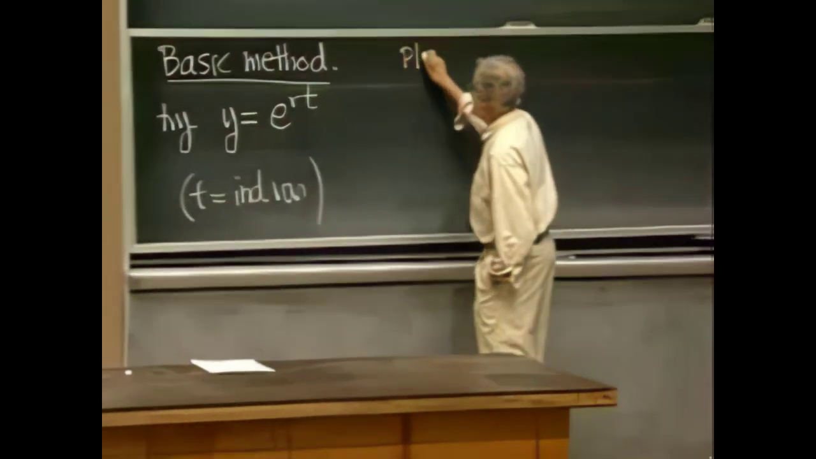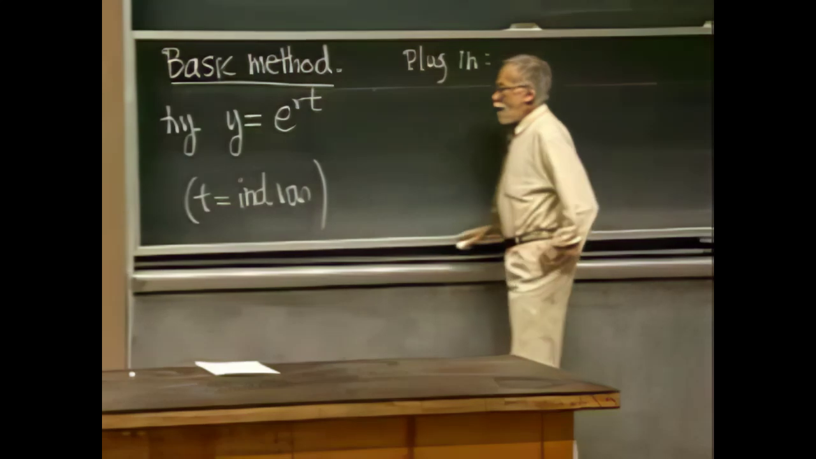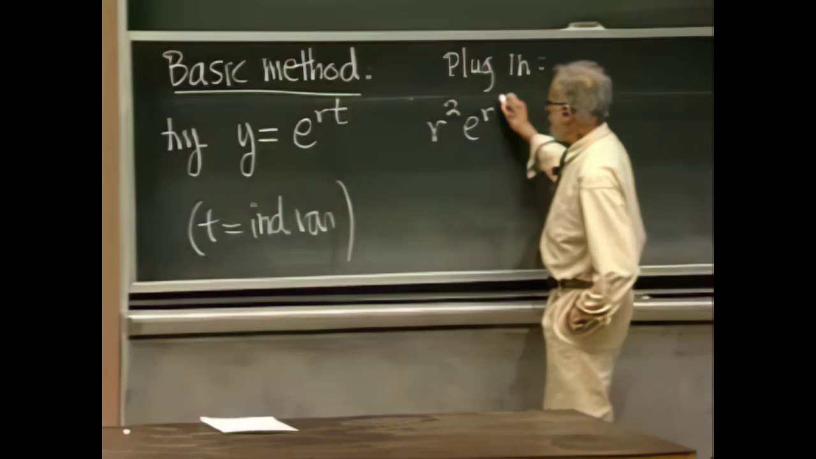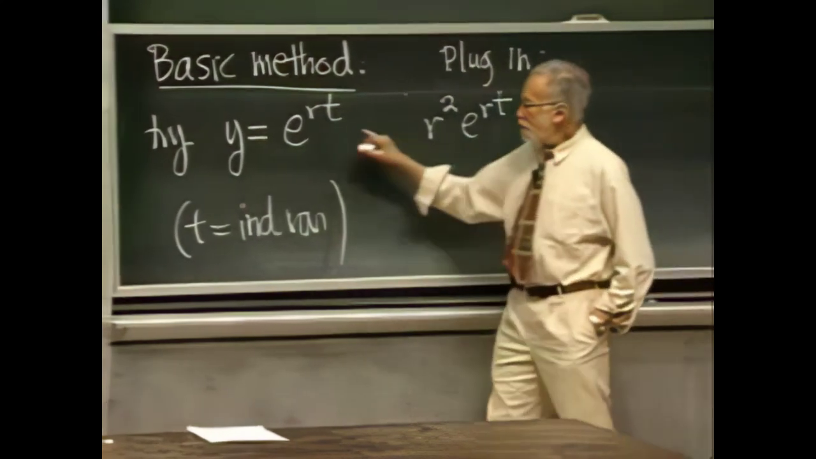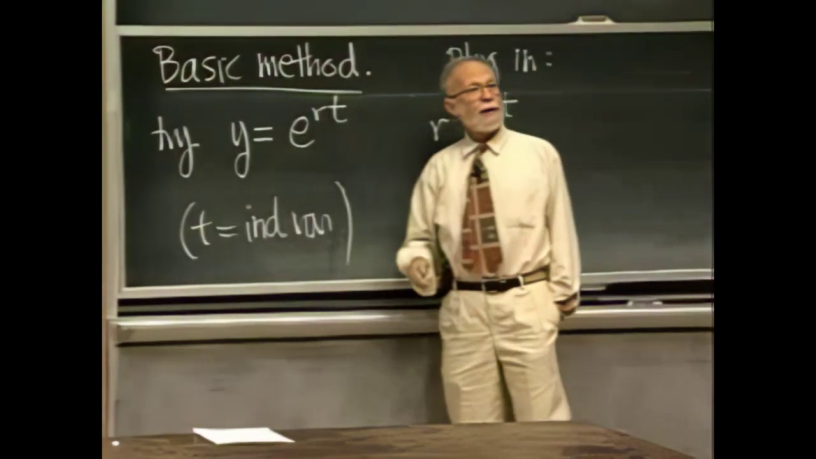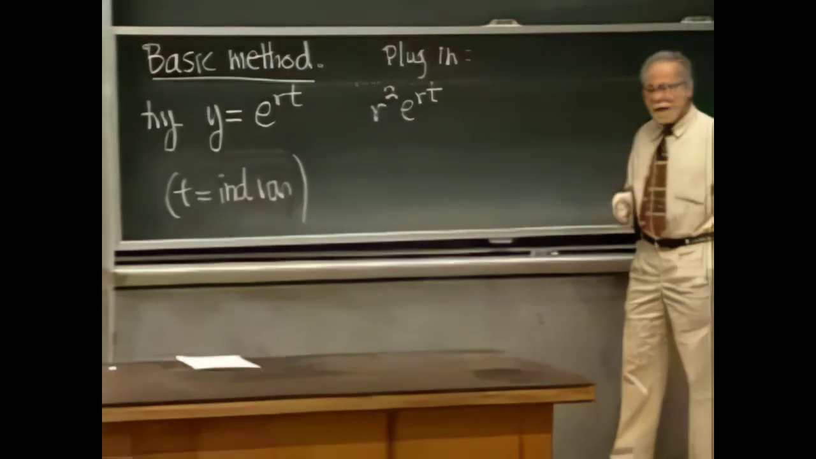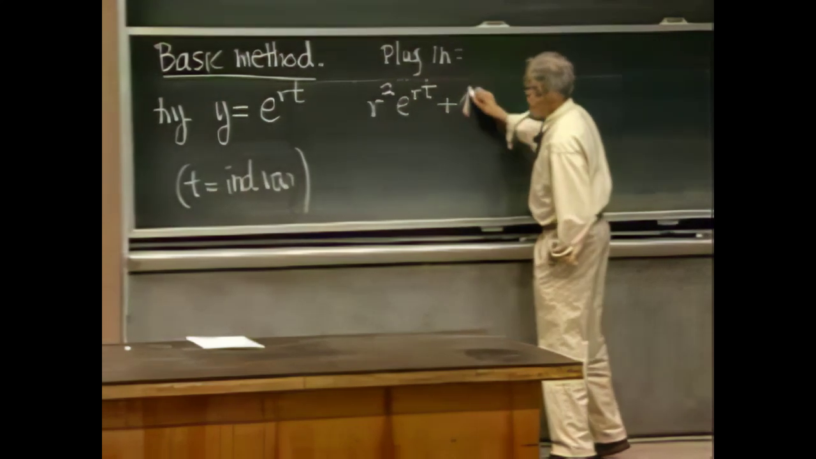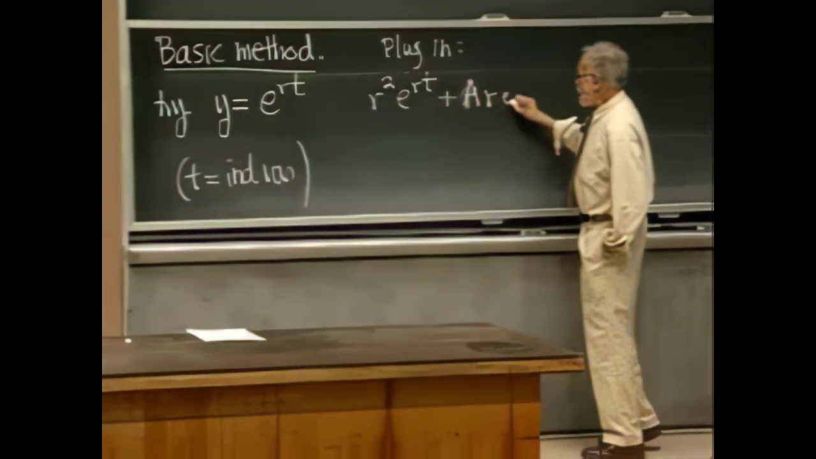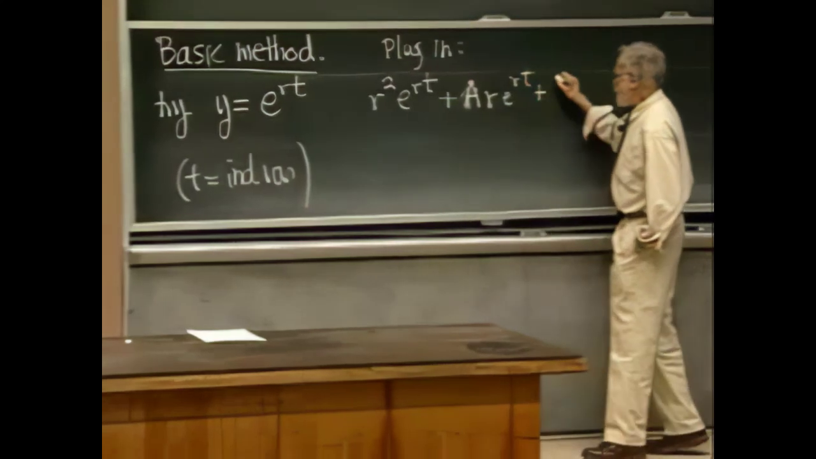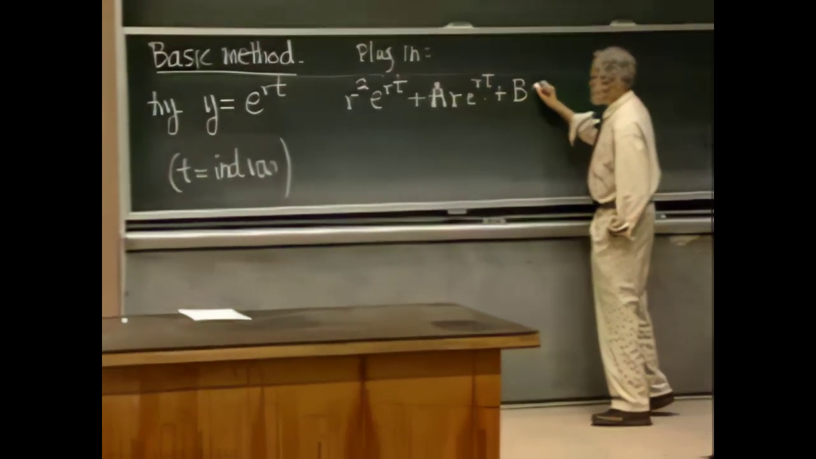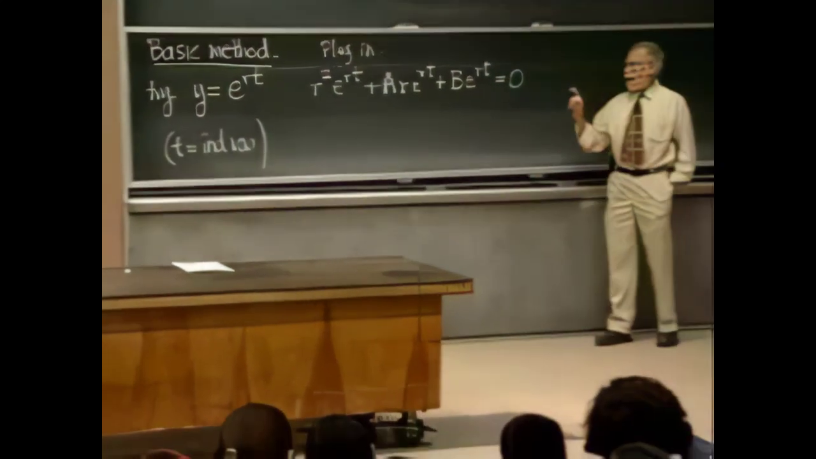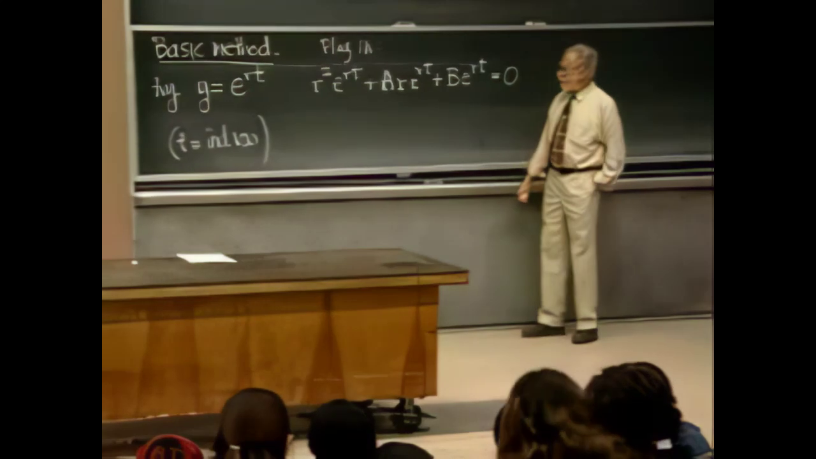So I'll plug in, substitute in other words. And what do we get? Well, for y double prime, I get r squared e to the rt. That's y double prime, because each time you differentiate it, you put an extra power of r out in front, but otherwise do nothing. The next term will be, sorry, I forgot the constant, capital A times r e to the rt. And then there's the last term, b times y itself, which is b e to the rt. And that's supposed to be equal to 0.